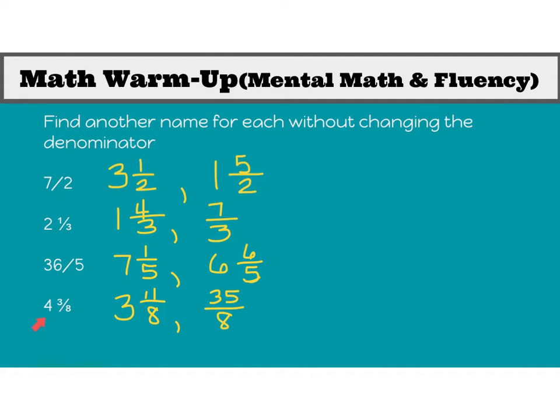So let's look at the last one. We have 4 3/8. We could change that into 3 11/8. We could also make it a fraction, 35/8. So let's check this one. 3 times 8 is 24, plus 11 is 35/8. And look, that matches, 35/8. So just different ways to take those fractions and mixed numbers and turn them into other mixed numbers or other fractions.